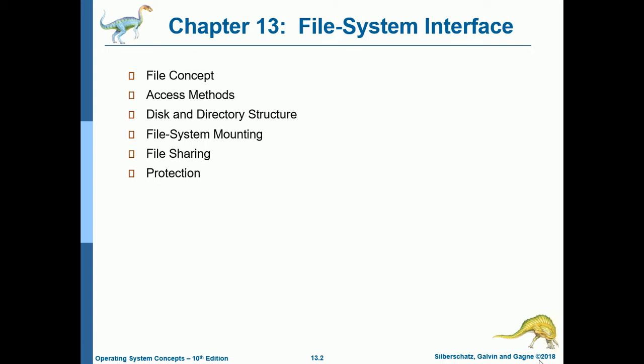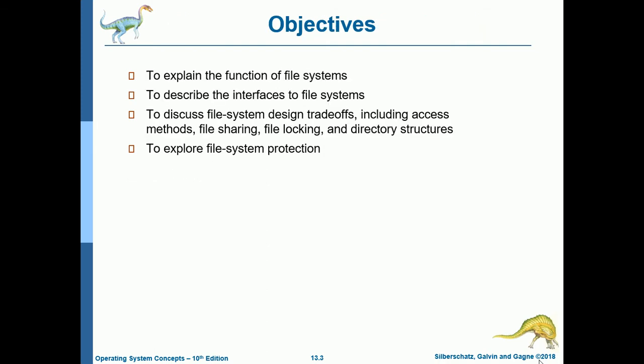The contents of this chapter are file concept, access methods, disk and directory structure, file system mounting, file sharing, and protection. The objectives of this chapter are to explain the function of file systems, to describe the interfaces to file systems, to discuss file system design trade-offs, including access methods, file sharing, file locking, and directory structures, and to explore file system protection.